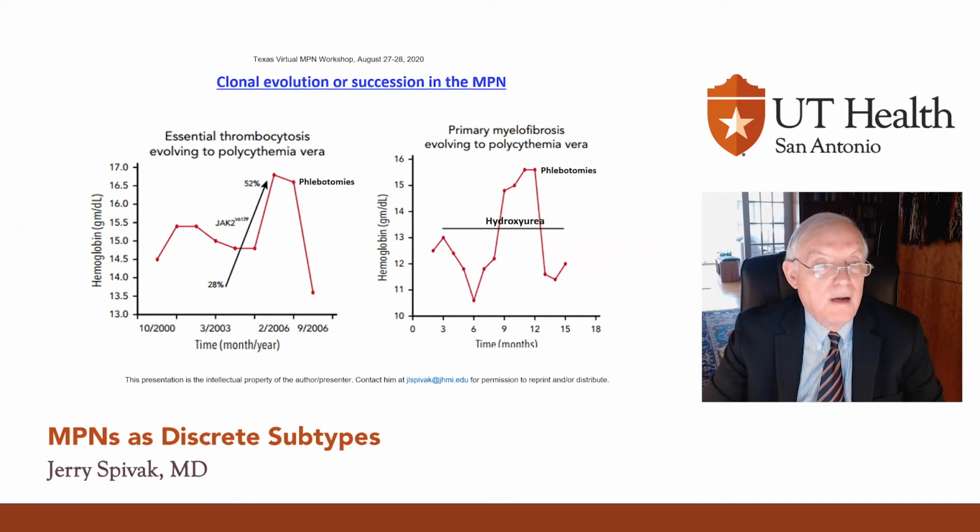Here, this is a male with ET with a normal hemoglobin level and a relatively low level of JAK2 V617F. And as his allele burden shifted to homozygosity, his hemoglobin came up and he had polycythemia vera. This is clonal evolution. Here's clonal succession, where a woman with 17 years of primary myelofibrosis evolved to polycythemia vera in spite of hydroxyurea.